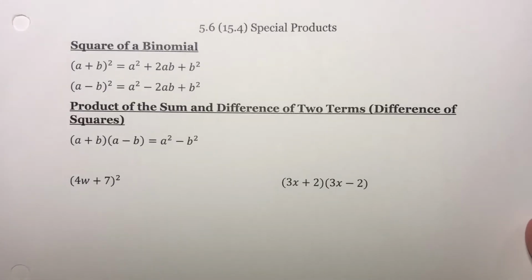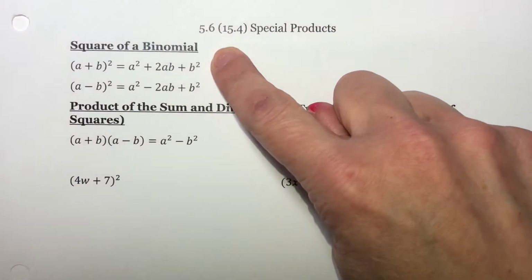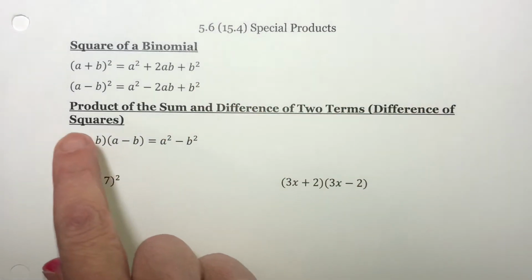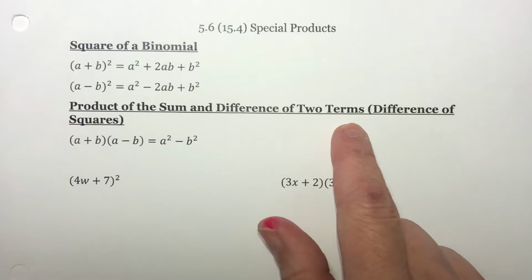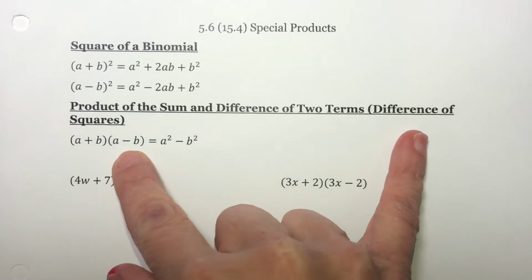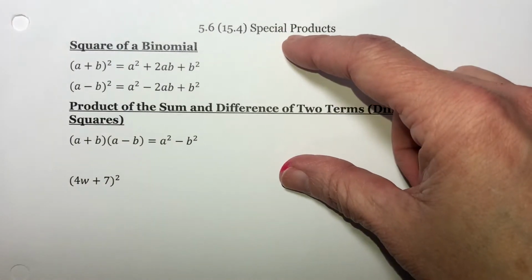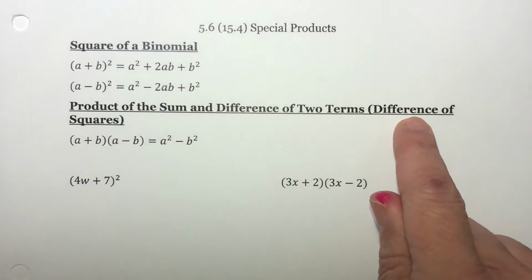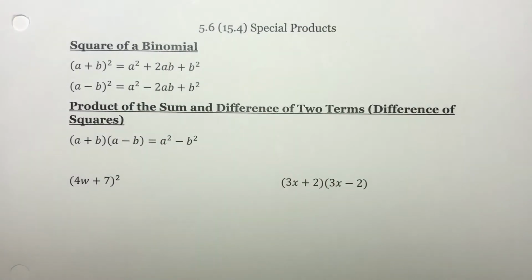Good morning, everyone. Today I'm going to work section 5.6 called Special Products. We're going to be talking about the square of a binomial and something called the product of the sum and difference of two terms. Now, nobody I know ever calls it this. Everybody calls it the difference of squares. We're going to be coming back to these formulas in chapter 6, and in chapter 6 they call it difference of squares. So if I were you, I wouldn't worry about learning this idea at all.